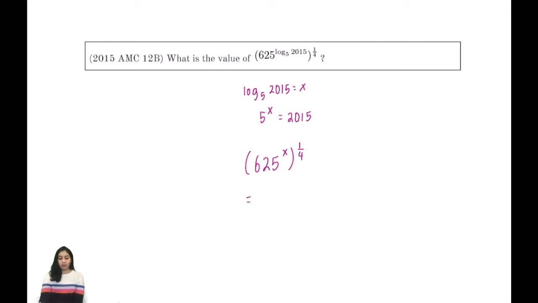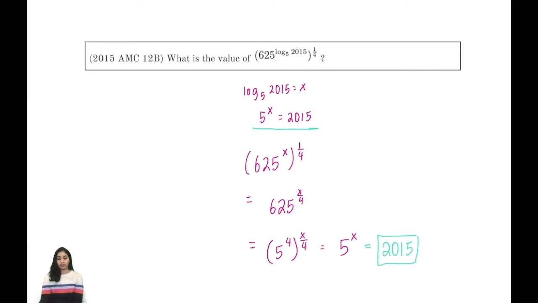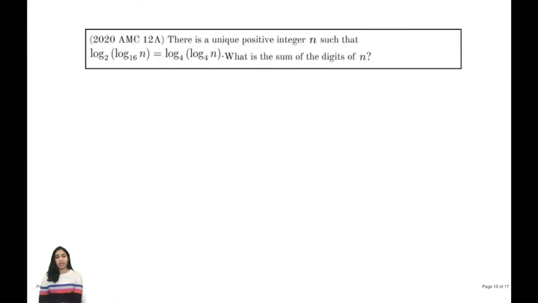So this is equal to 625 to the power of x over 4 by exponent rules, and we know that 625 is 5 to the power of 4, so when we replace it, we get that this expression is equal to 5 to the 4, to the power of x over 4. And again, with exponent rules, this just simplifies to 5 to the power of x. And as we previously calculated, 5 to the power of x is just 2015. So our answer is 2015. So again, in this problem, all we did was a simple substitution, and then we simplified. Now we're going to move on.